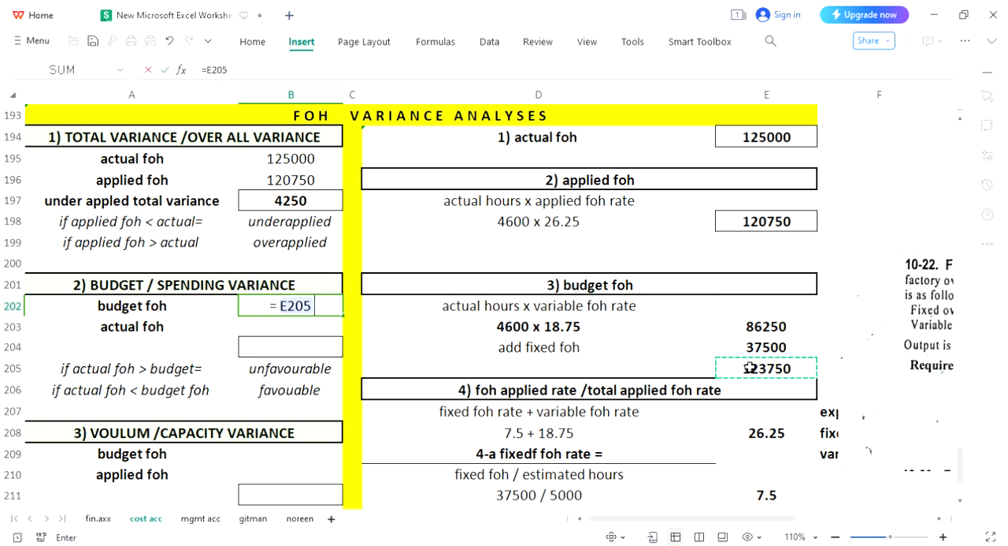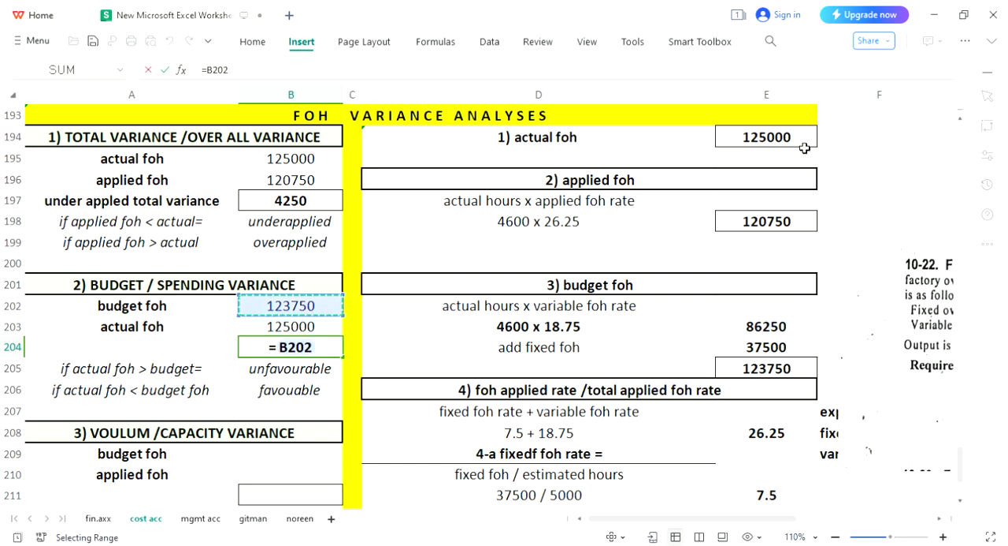This is your budget FH. Focus upon that, be concentrated, put it over there. Actual FH was given in the question, and we have already mentioned over here. Actual FH 1,25,000. Put over here. It's time to calculate the variance, which would be calculated by taking the difference of both budget and actual FH.